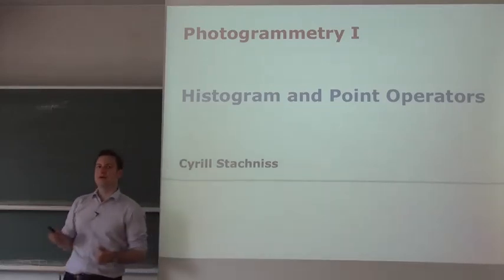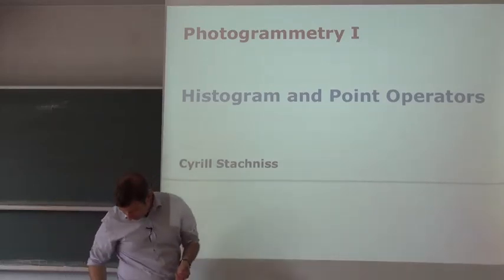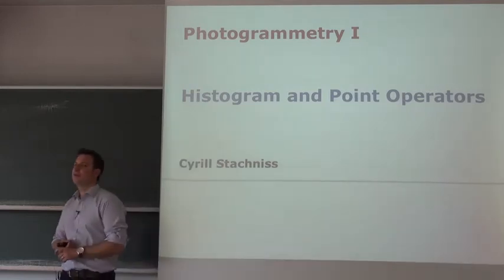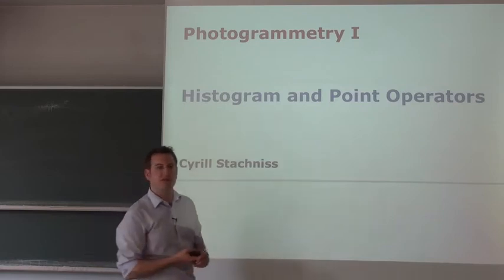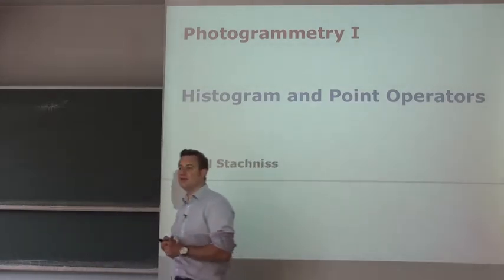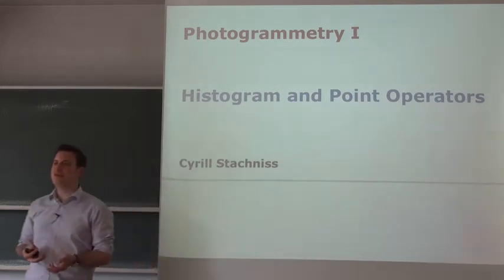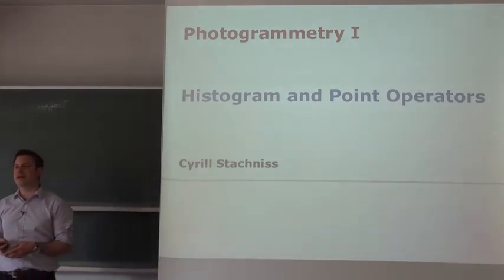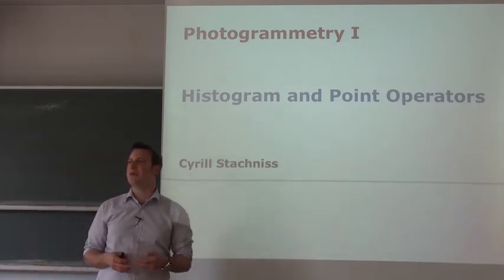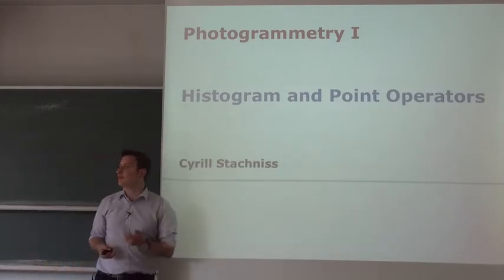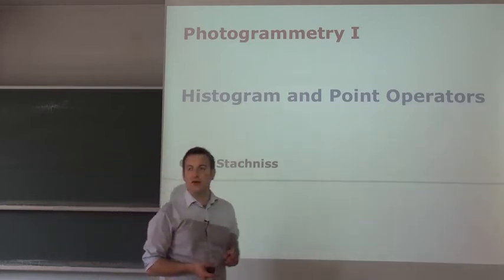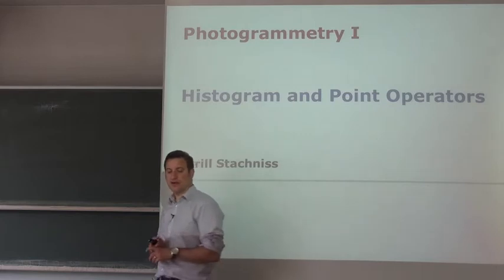Okay, so then I would like to continue and talk about histograms of intensity values of images. We can use a histogram to represent the distribution of intensity values of an image, and the modification of this histogram allows us to make certain image processing operations like changing the brightness or changing the contrast of an image. And the second thing we're going to do today is point operators.